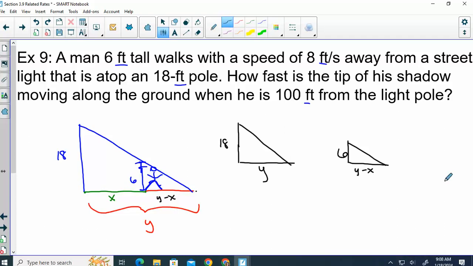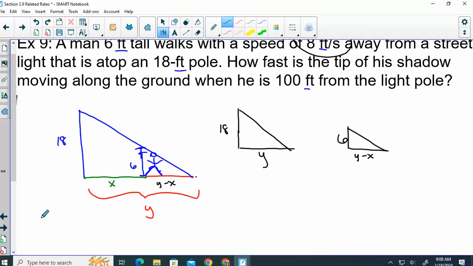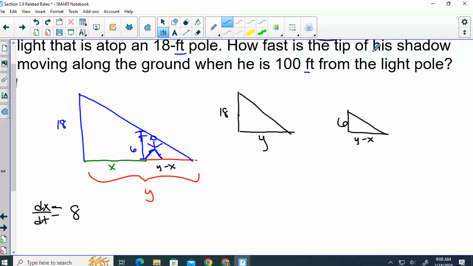Let's write down the other information given. We know his speed, so dx/dt is 8. And we want how fast the tip of the shadow is moving, so we are looking for dy/dt. When he is 100 feet from the pole, so at the point when his distance is 100.